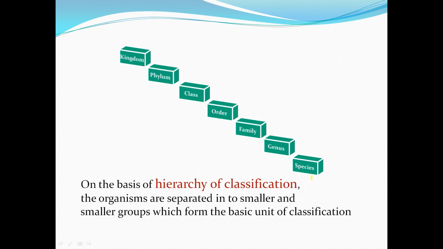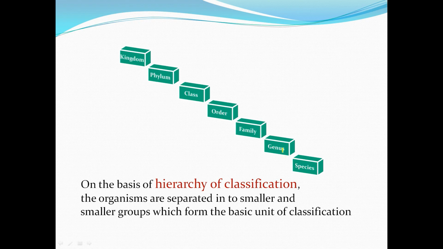Which is the lowest unit of taxonomy? Species is the lowest taxonomic unit. For example, the large Indian parakeet and the green parrot are two different species, but they belong to the same genus. Because they are of two different species, they cannot interbreed.